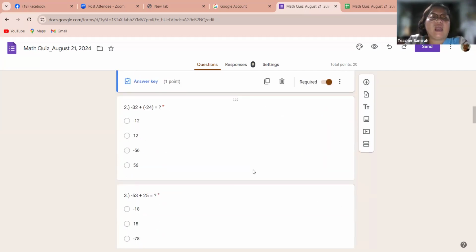Next, negative 32 plus negative 24. What do you notice about the problem? Do they have the same sign? Anyone? What do you notice about the problem? Do they have the same sign? Yes.